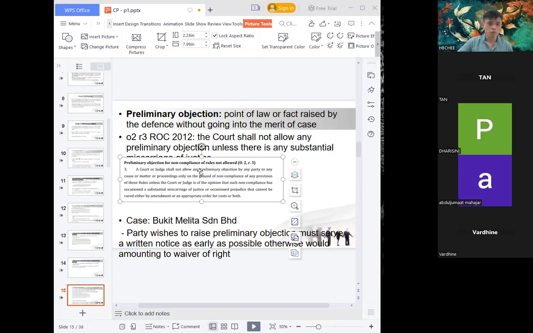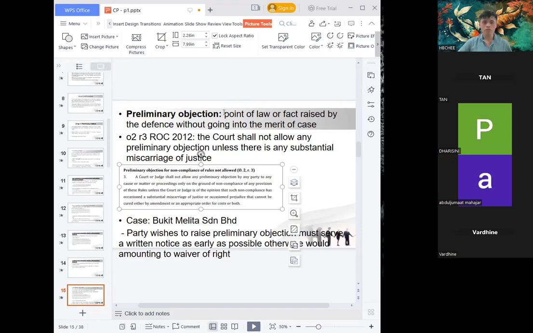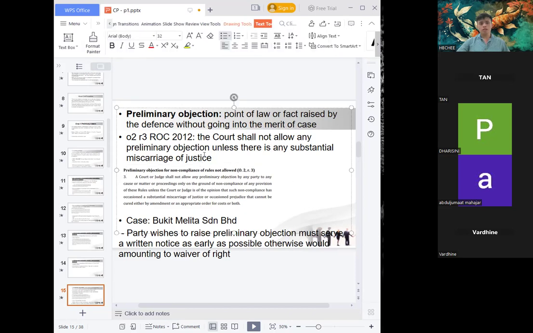Okay, good. So we move on to another one, the preliminary objection. What does preliminary objection mean? Like today, you sue a person, then the person raises an objection to the court, just wanting to throw out your case. According to Order 2, Rule 3, the court shall not allow any preliminary objection unless there is a substantial miscarriage of justice. Because you cannot simply go to the court and say, hey, Yang Arif, I have been going on with this for so long already, now I want to throw out his case. This is my preliminary objection.